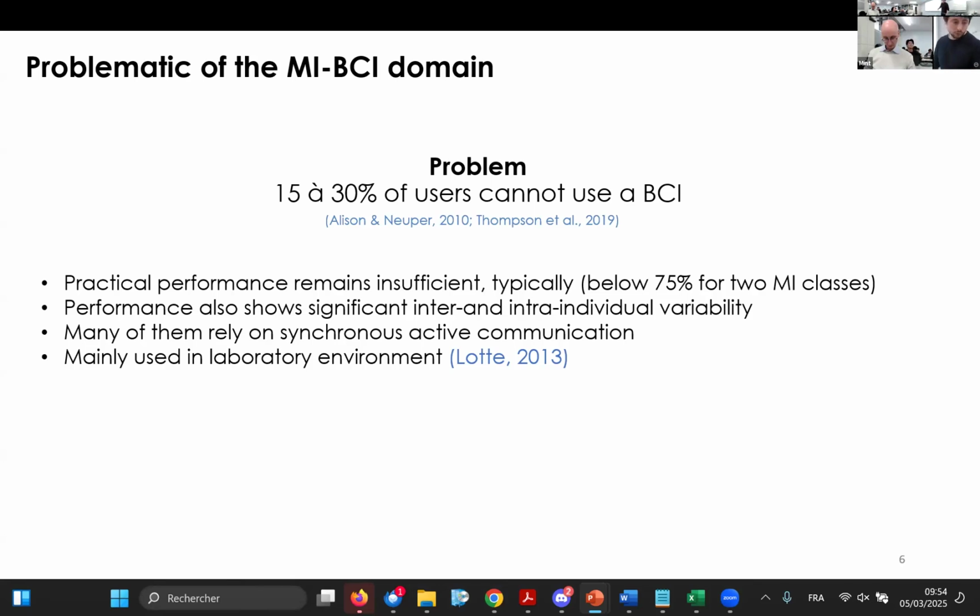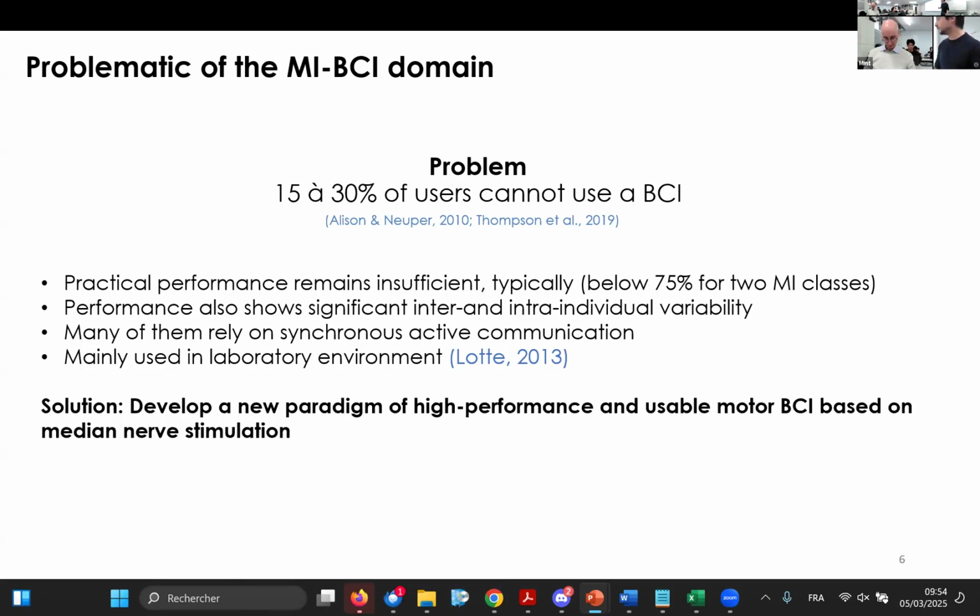So what I propose to try to solve this problem is to develop a new paradigm of brain-computer interface based on median nerve stimulation. So what is median nerve stimulation? Okay, I have a bug.